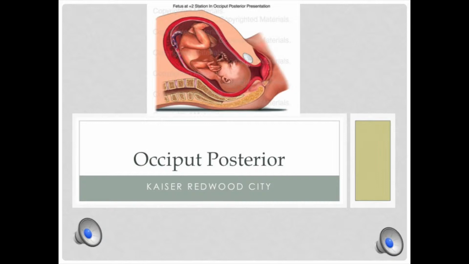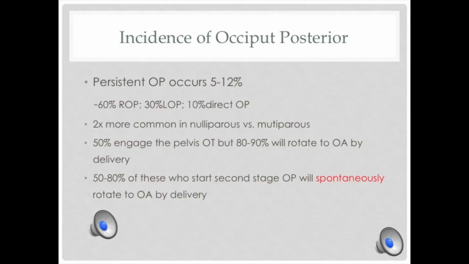So let's go over the basic information of OP position. The incidence of the posterior position is about 5 to 12%. Possible etiology is the shape of the pelvis, anthropoid pelvis. Race: the non-Caucasian group has a higher incidence of the posterior position. Nulliparity, almost twice that of the multiparous. BMI over 30, age over 35 years old, labor augmentation, anterior placenta, early epidural, and amniotomy. Those are all etiologies of the posterior position.